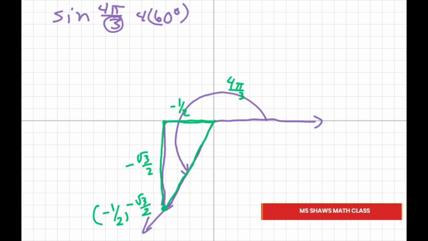Your y is always your vertical. Your x is always your horizontal. And sine is equal to y. So your y equals negative square root of 3 over 2. Do you notice how all I'm doing is drawing triangles? I'm not even drawing the circle.